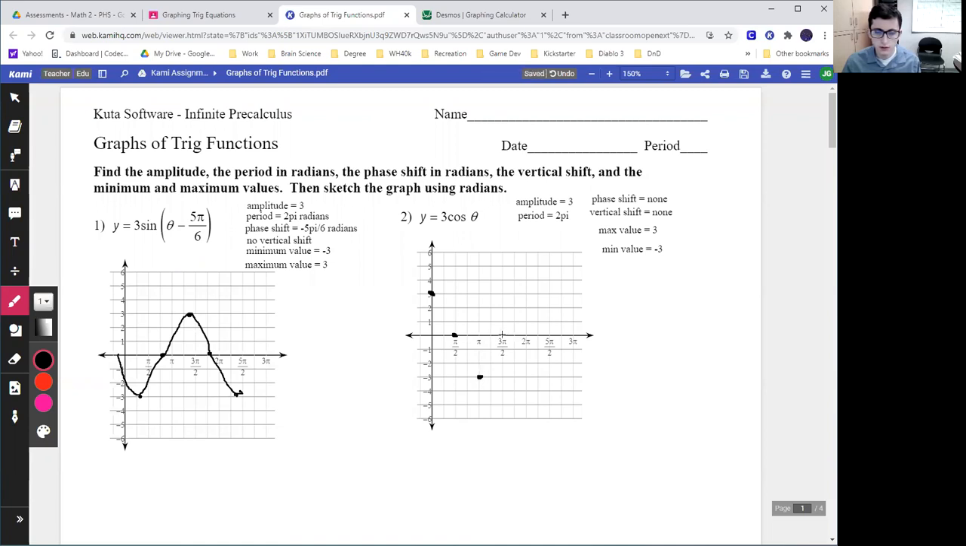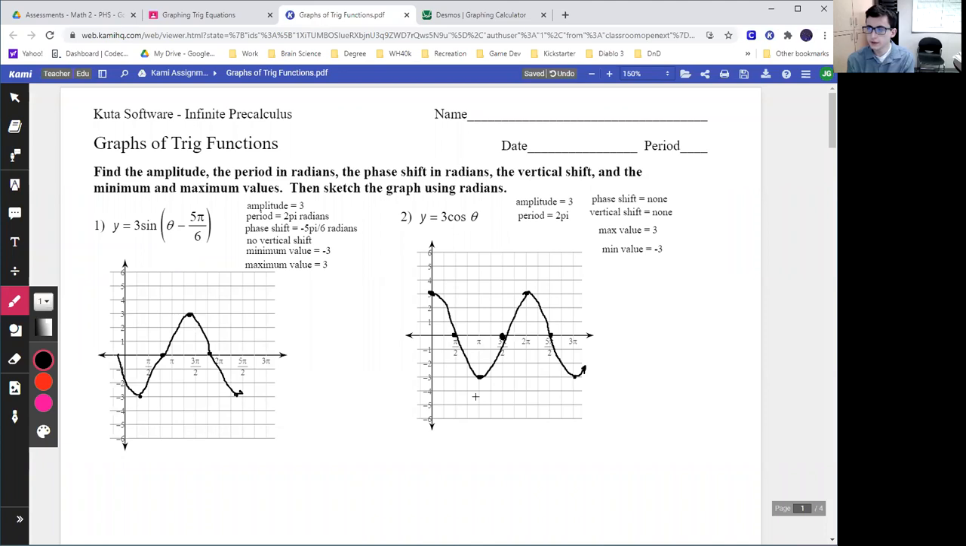And then 3 pi over 2, cosine is 0. 3 times 0 is still 0. And then cosine of 2 pi is 1. And then 1 times 3 is 3. So our graph, oops, let's see if I can do this. And then it would still cross here and then again down here. So this is our graph.